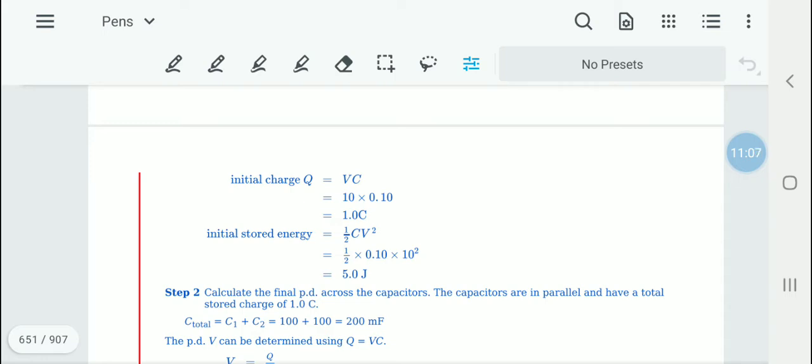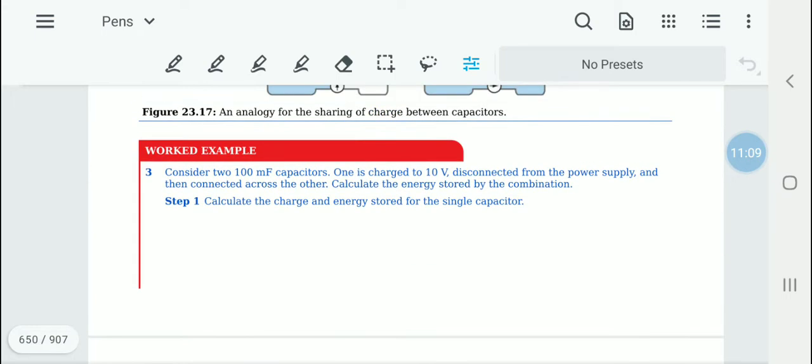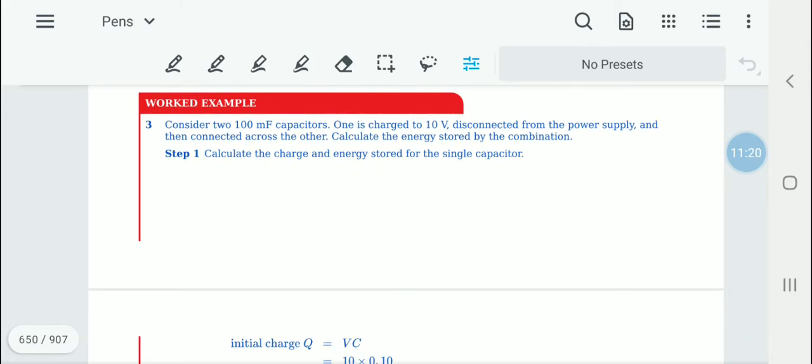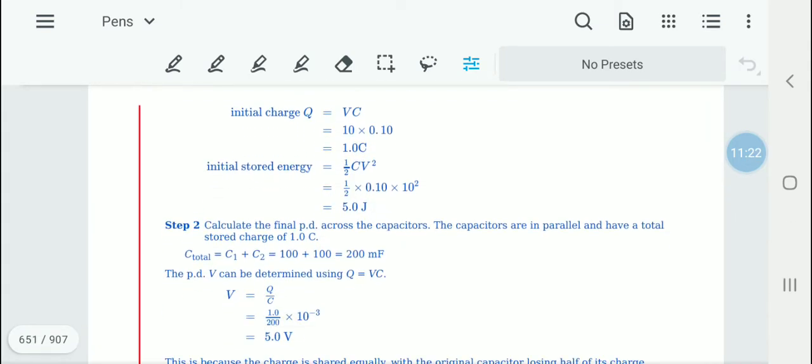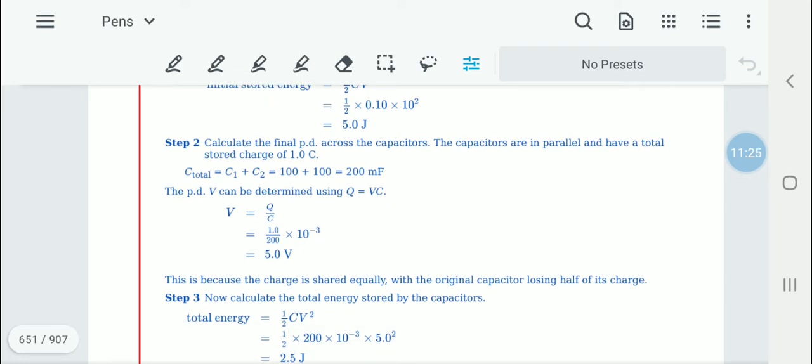Now we know that because they are connected in parallel, when they connect, they are connected in parallel. That is an assumption that we need to have. And also they are connected across the other, that is connected in parallel. So as a result, we can get C total to be C1 plus C2, which is going to be 100 plus 100, which is going to be 200 millifarads. Then again we can use V equals Q upon C to find out the voltage across them. Then we get 1 over 200.